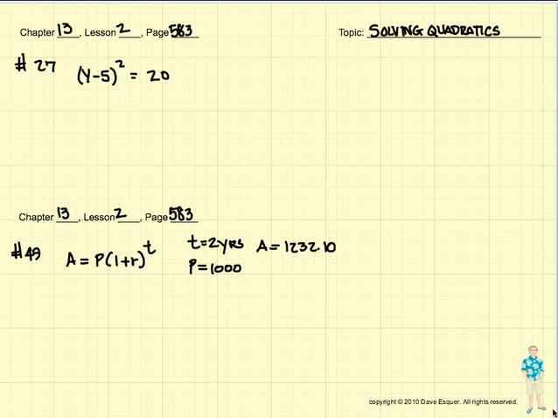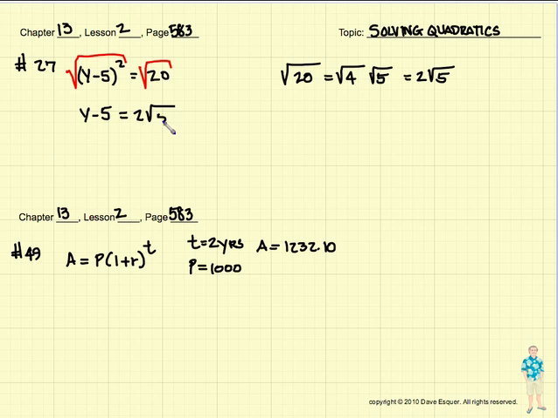Number 27, we're looking at (y minus 5) quantity squared is equal to 20, so I bet what we can do is take the square root of both sides, and that will give us on the left side, remember the square root of something squared is just that thing, so it turns out to be y minus 5, and that's equal to, and I'm going to just work over here and say the square root of 20 is equal to the square root of 4 times the square root of 5, which turns out to be 2 times the square root of 5. So I'm going to say y minus 5 is 2 times the square root of 5.